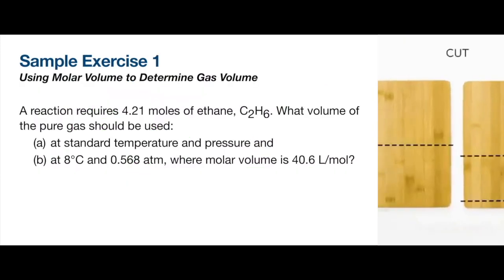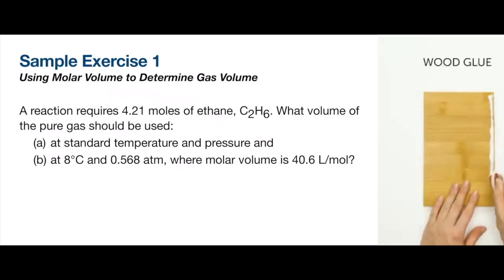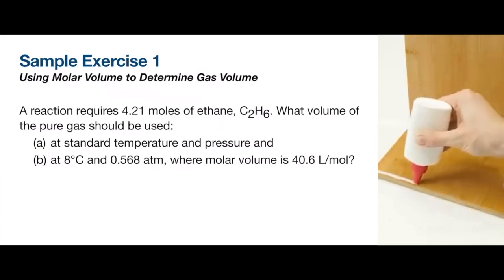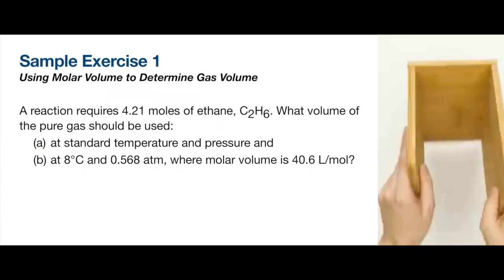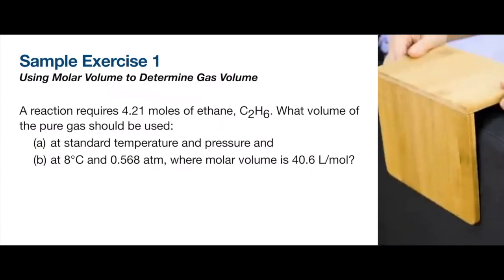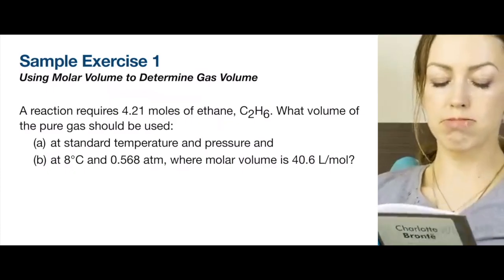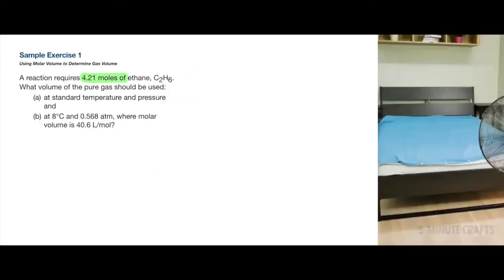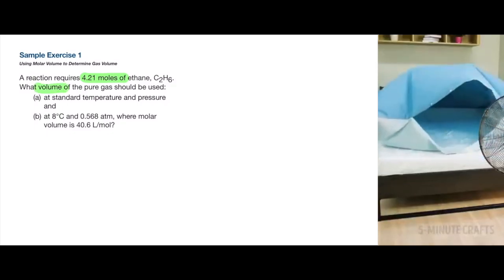Let's apply the concept of molar volume to determine the gas volume in sample exercise number 1. A reaction requires 4.21 moles of ethane, C2H6. What volume of pure gas should be used at standard temperature and pressure, and at 8 degrees Celsius and 0.568 atmosphere, where molar volume is 40.6 liters per mole? We're given the amount of moles in this problem statement, and volume is wanted.